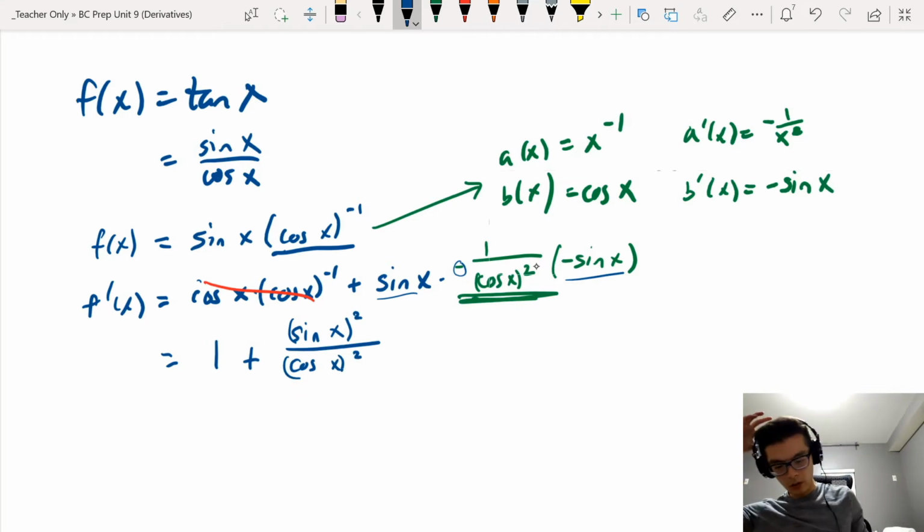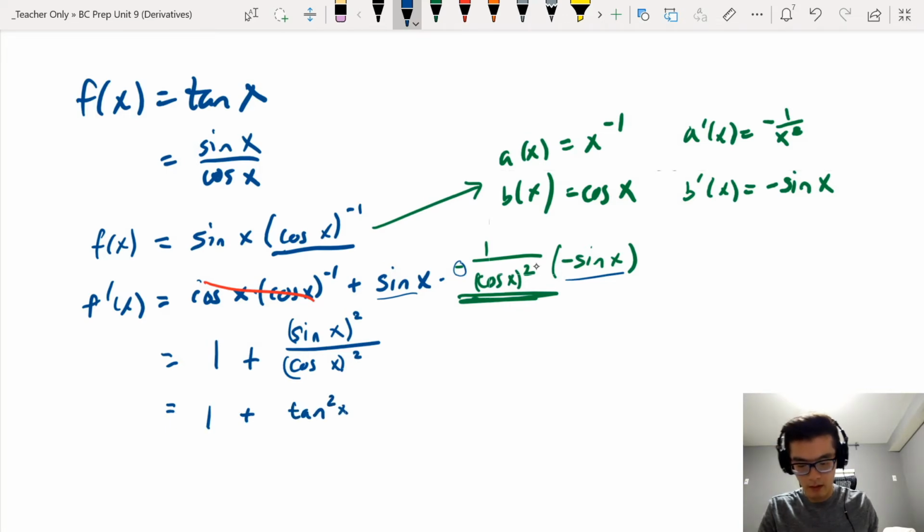Okay, we're getting there. So that means now, if I think about that, that is going to break down to 1 plus, if you guys get the gist here, this is tangent squared. Okay, so then you might think, Mr. Park, is that our answer? The derivative of tangent is just 1 plus tan squared?